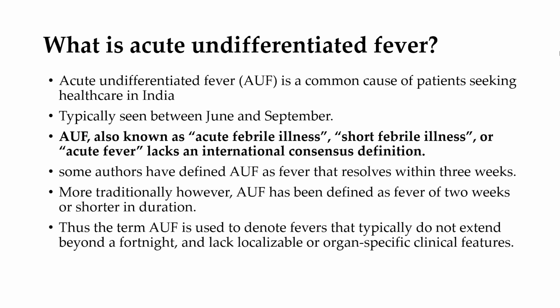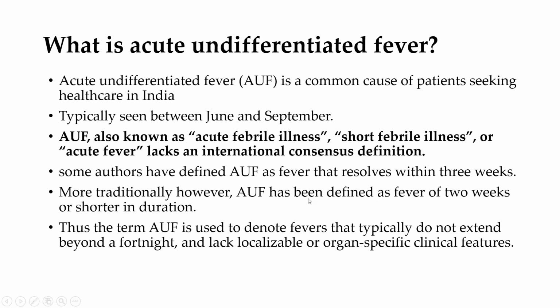It is typically seen between June and September, when you generally have multiple infections that are predominating in tropical countries like India. Acute undifferentiated fever is also known as acute febrile illness. Sometimes some people call it a short febrile illness. Somebody calls it acute fever. You call it by these different names because actually there is no international consensus definition which says that this is an acute fever or this is a short febrile illness. But we find that many of us use any of these names: short febrile illness, acute fever, acute febrile illness, or just febrile illness or acute undifferentiated fevers.